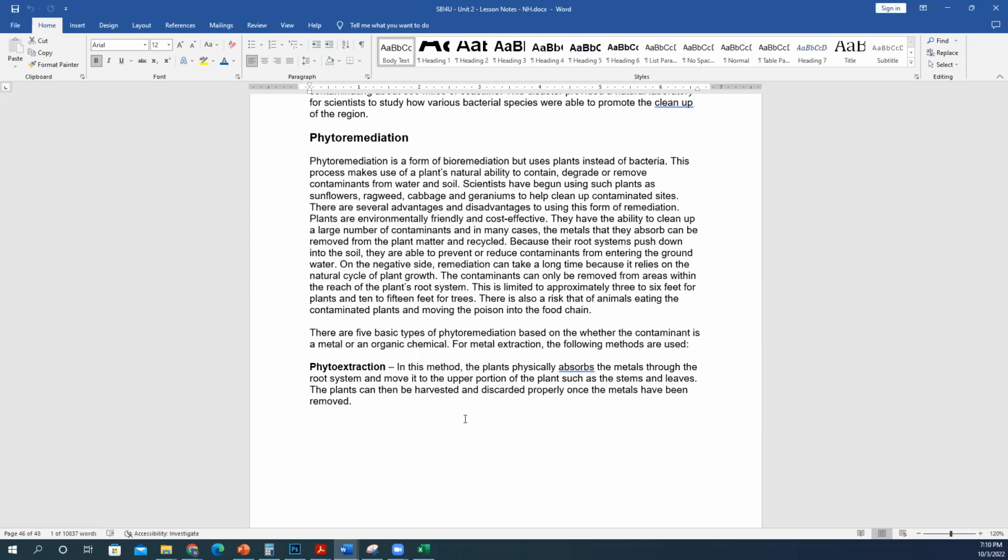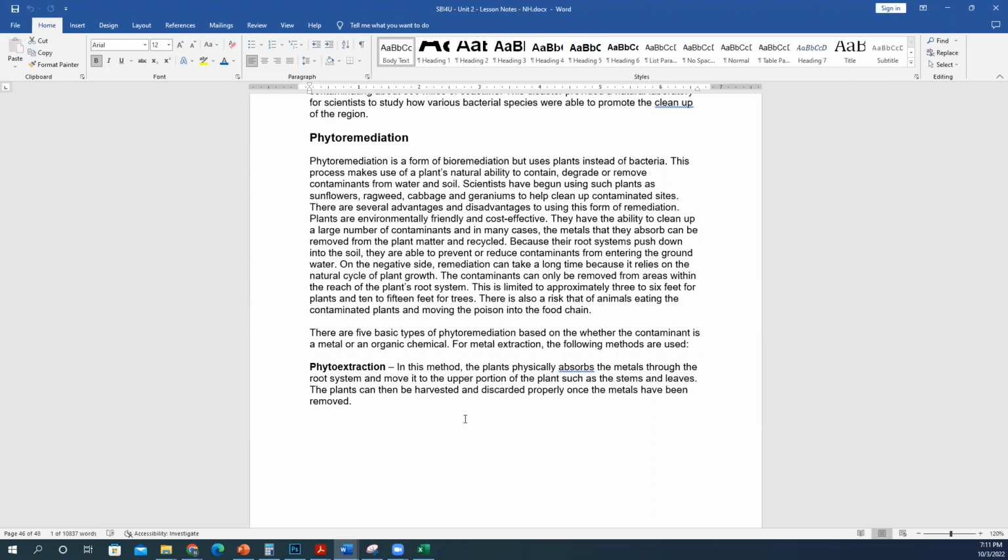There are many advantages and disadvantages to using this type of remediation. Plants are environmentally friendly, and oftentimes they're cost effective, not very expensive, and they have the ability to clean up a large number of contaminants. In many cases, the metals that they absorb can then be removed from these plants and recycled. And because their root systems push deep into the soil, they are able to prevent or reduce contaminants from entering the groundwater.